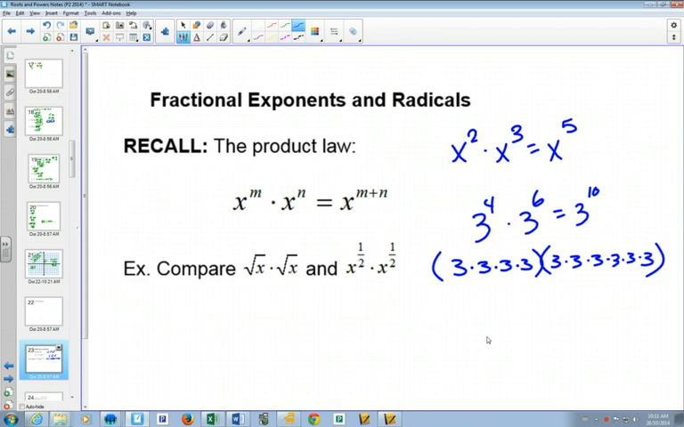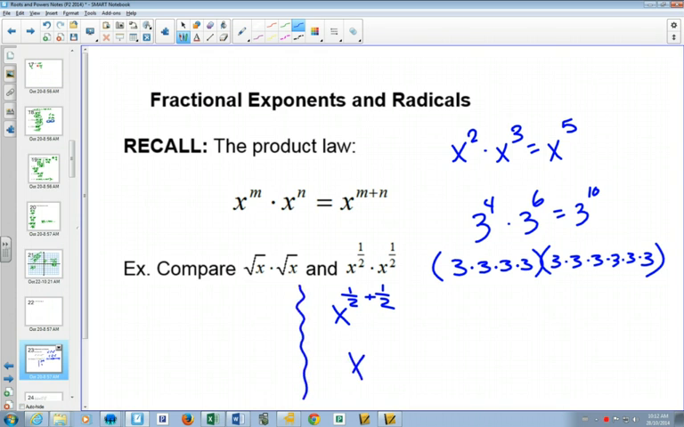So if I had x to the half times x to the half, right, it's hard to draw half an x. But if you have x to the half times x to the half, that would be like this. And what do you get? 1 half plus 1 half is 1. So you just get x.